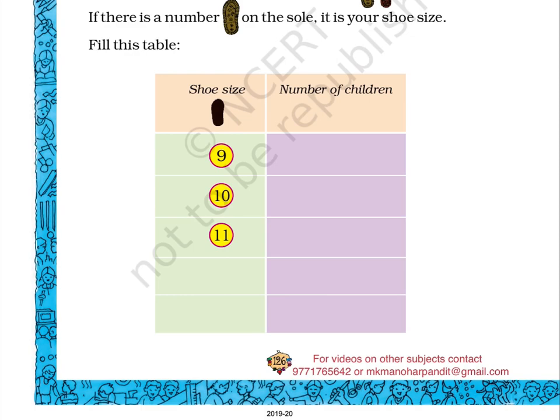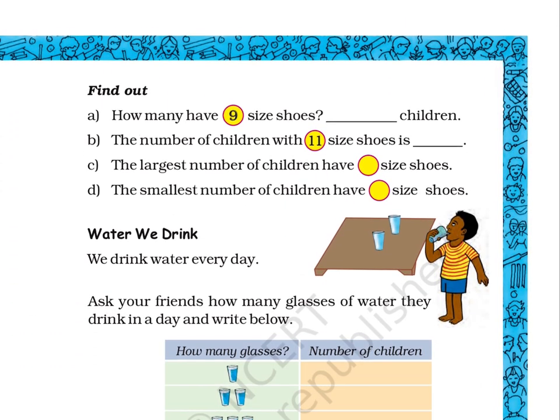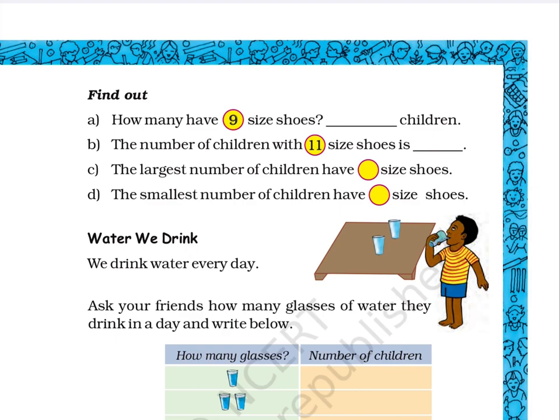Page 127. This page is divided into two parts. The story of shoe number continues in part 1, and in part 2, a new story titled Water We Drink begins. Let's start reading this page.